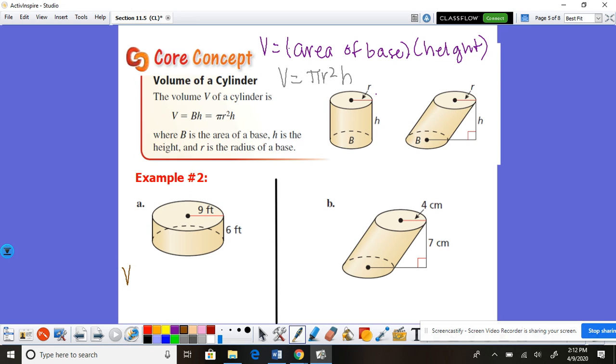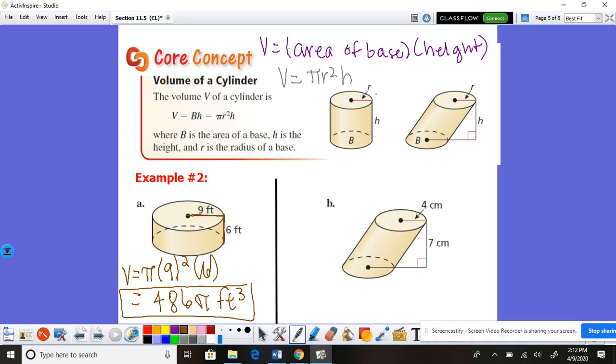Okay, so the volume of this is going to be pi r squared. Well, it gives us our r. So pi times 9 squared times our height, which is 6. So this just simplifies to 486 pi, and that would be feet cubed.